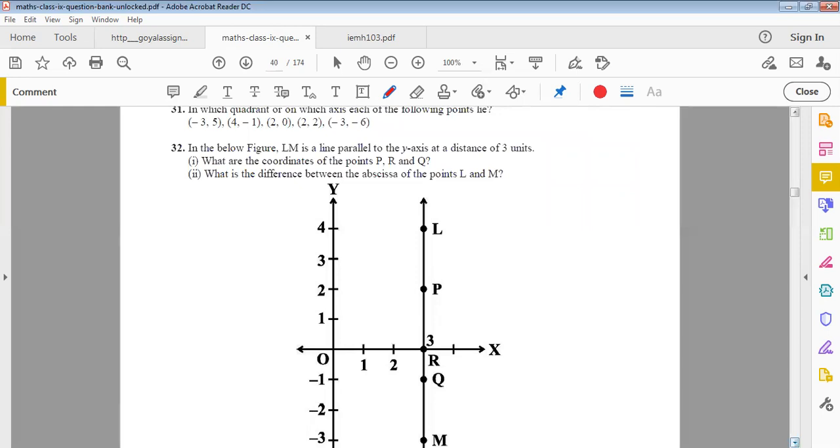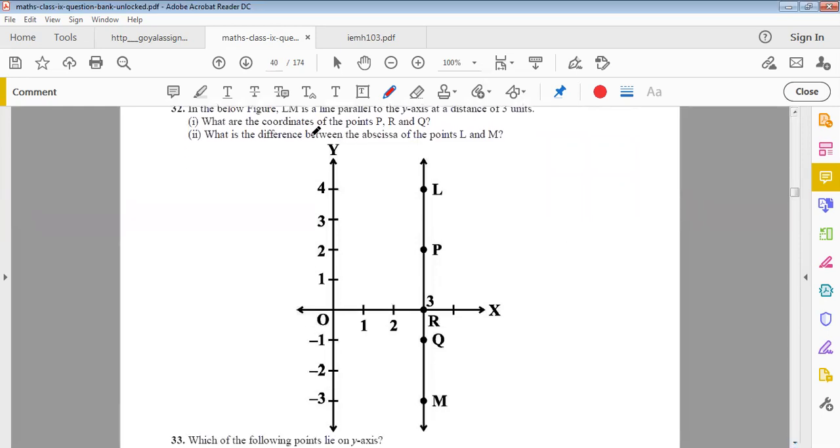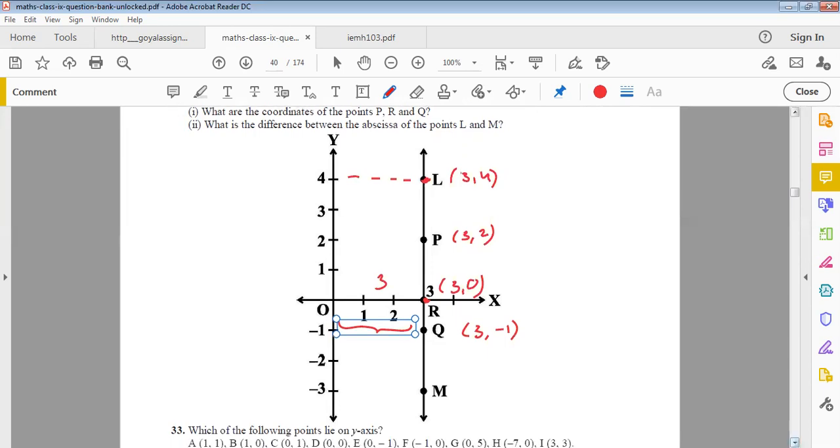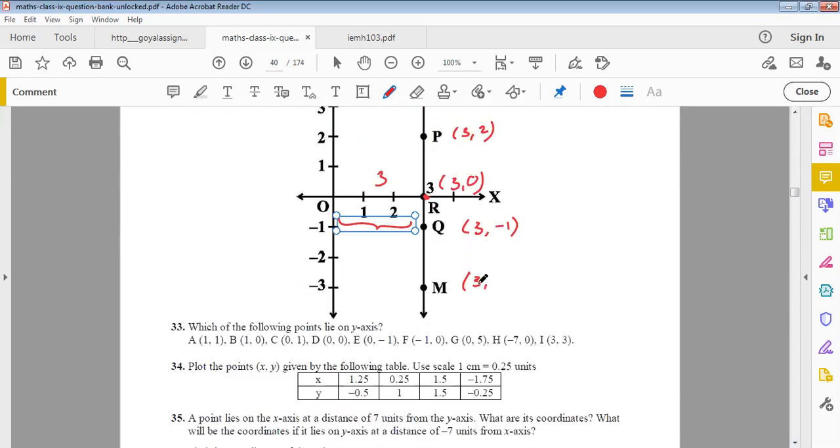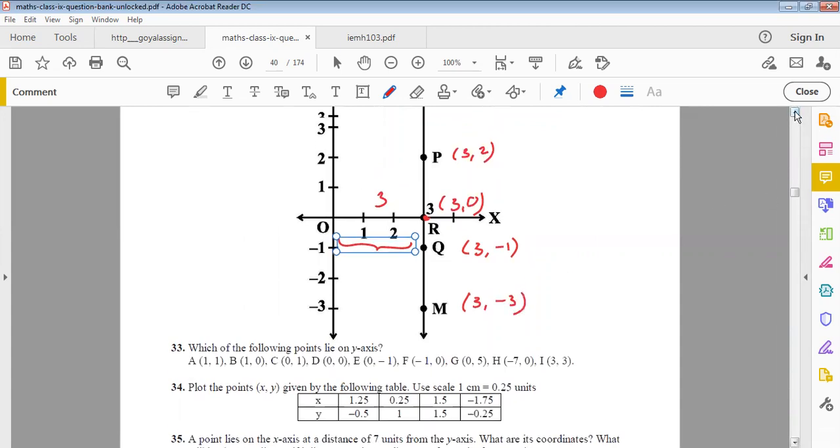Next. See, in the given figure, what are the coordinates of P, R, Q? P lies on the line L. From R, this distance is 3 units, so P is 3, 2. Then R lies on the x-axis, it will be 3, 0. L will be 3, 4. Q will be 3, we are moving down, so -1. M point will be 3, -3. See, everywhere the abscissa is same, 3, 3, 3, like this.